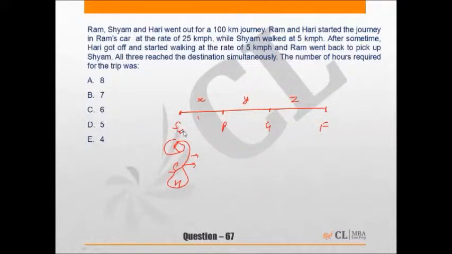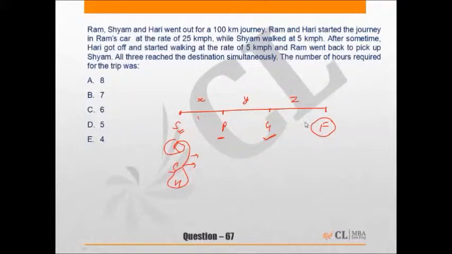Here S is the starting point. After some time, Hari got off and started walking at the rate of 5 km per hour. Here G is the point at which Hari got off and starts walking, and at the same time Ram went back to pick up Sam, and P is the point where Ram picks up Sam, and finally all of them reach the final point, that is F, simultaneously.